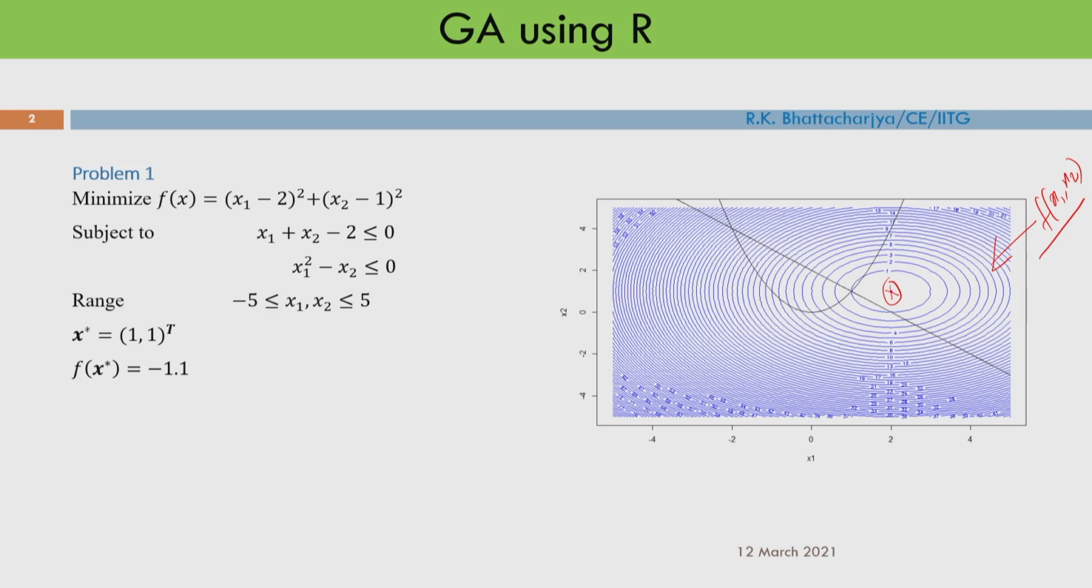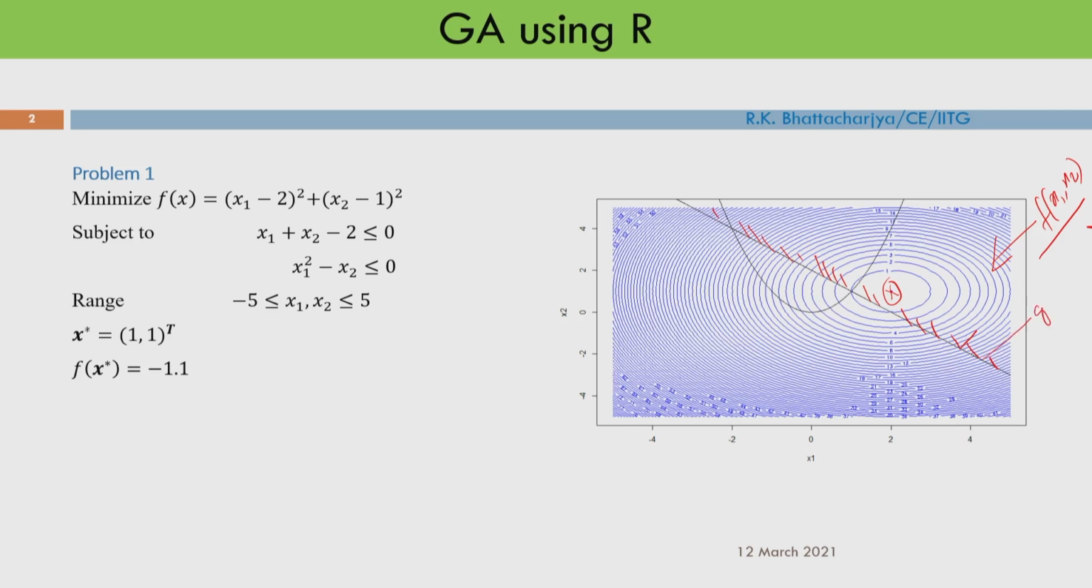Now, once you put in these two constraints, the first one is this particular line, which is basically x1 plus x2 minus 2 less than or equal to 0. So, anything on this side will now be infeasible. This is the infeasible region. Therefore, the earlier solution is not a feasible solution. So, this is your constraint 1.